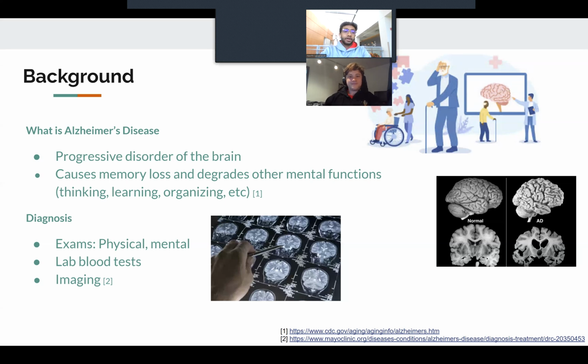So, to explain the background of our project a little bit, we have to talk about what Alzheimer's disease is. It's a brain disorder that often causes different levels of memory loss and degrades other mental functions, such as thinking, learning, and organizing. Typical methods of diagnosing this disease include examinations, which can be both physical and mental. Another form is performing lab blood tests. And the last form listed here is imaging, which is the focus of our project, which will focus on comparing different MRI images of Alzheimer's patients.